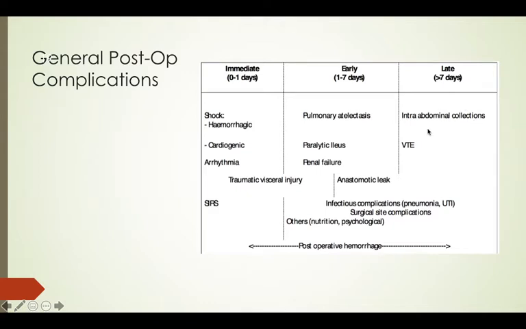And finally, late ones would be VTE, so that's venous thromboembolism, so DVT, PE, that kind of stuff. Intra-abdominal collections as well. Key thing to note also is post-op hemorrhage actually can occur anywhere in this time scale. So this is quite a good way of classifying it, but I will come on to some others.